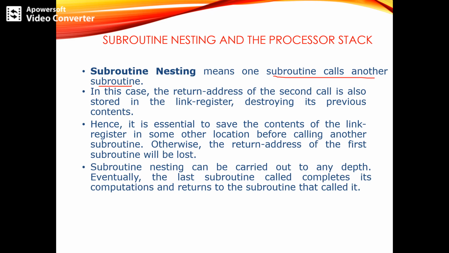So in the case of subroutine nesting, we cannot store the return address within the link register, because in the link register I can store only one return address, but in the case of nesting I will be having more than one return address. Hence it is essential to save the contents of the link register in some other location before calling another subroutine. Otherwise, the return address of the first subroutine will be lost.